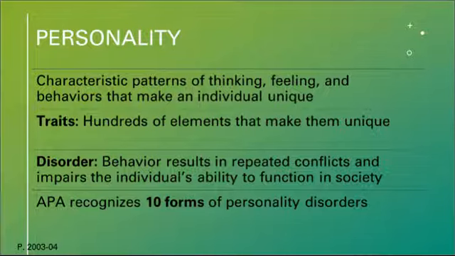Personality disorders are a pervasive pattern of behaviors, personal perceptions, and inner experience that are significantly incongruent with cultural expectations, with typical onset during adolescence into early adulthood. There are 10 personality disorders. Your personality is the characteristic patterns of thinking, feeling, and behaving that make an individual unique. Traits are hundreds of elements that make us unique, and the disorder results in repeated conflicts and impairs the individual's ability to function in society.